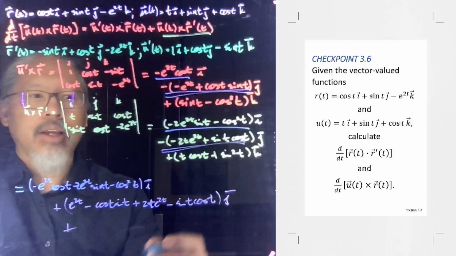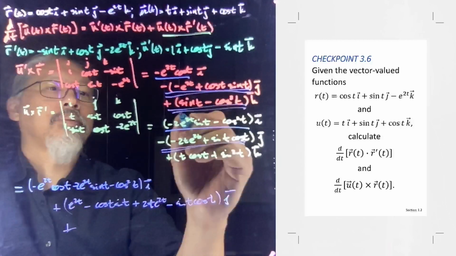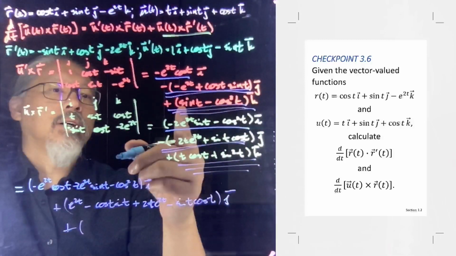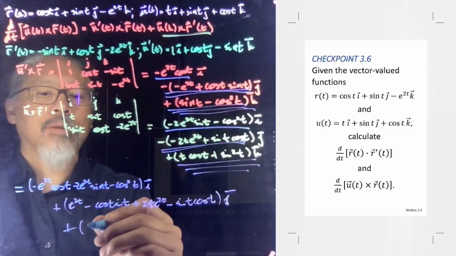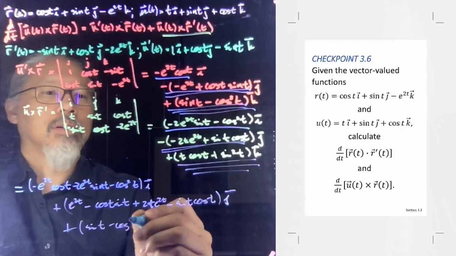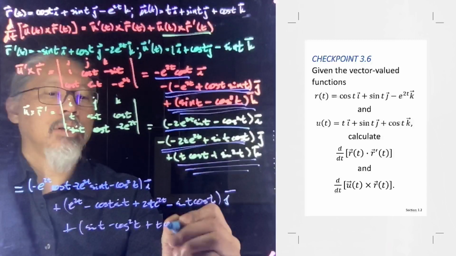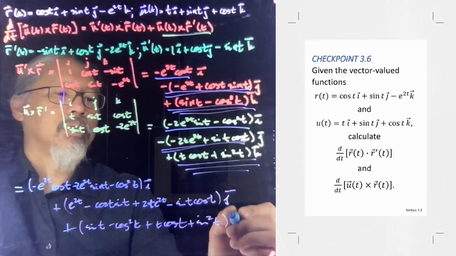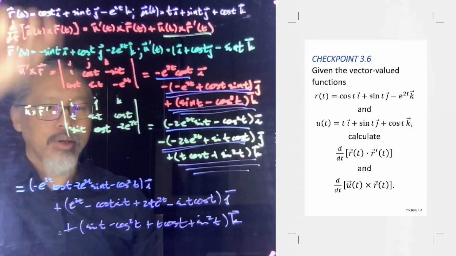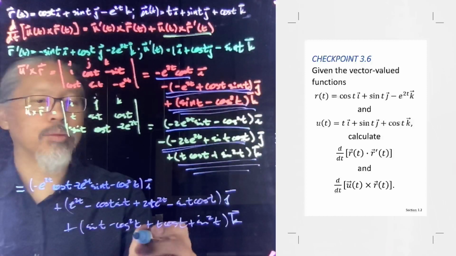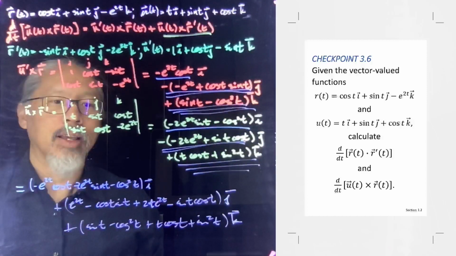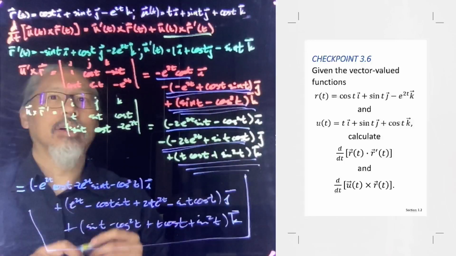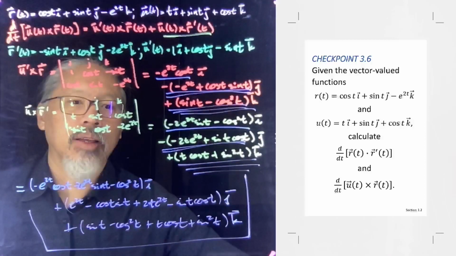And then finally in the k direction, we're going to have sine t minus cosine squared t plus t cosine t plus sine squared t. Okay, so it doesn't even look like we can combine the sine squareds and cosine squareds because one of them is plus, one of them is a minus. So I think this is it. So this is your final answer for the derivative of the cross product. All right, I hope that helps.